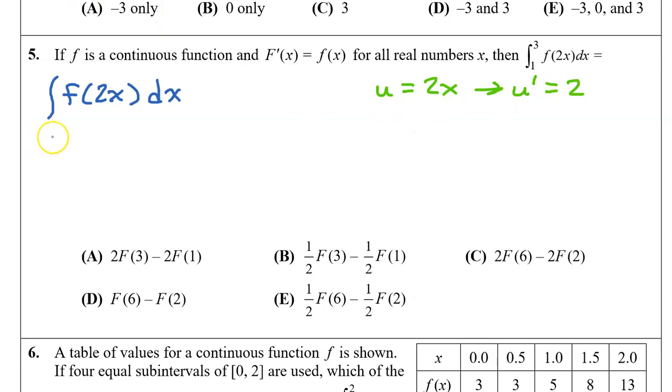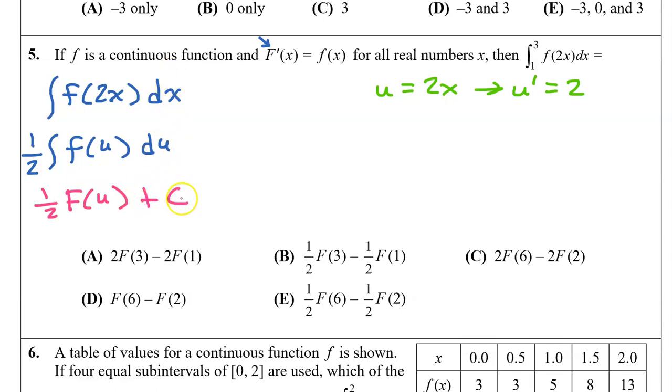Here comes the substitution. So we have the integral of f at u, and instead of dx, we will write du divided by u prime. So instead of putting the 2 here like I sometimes do, I will immediately put it as 1/2 out in the front. We were told to call the integral capital F, so that's what we do. And we have 1/2 capital F of u plus c, because this was an indefinite integral.